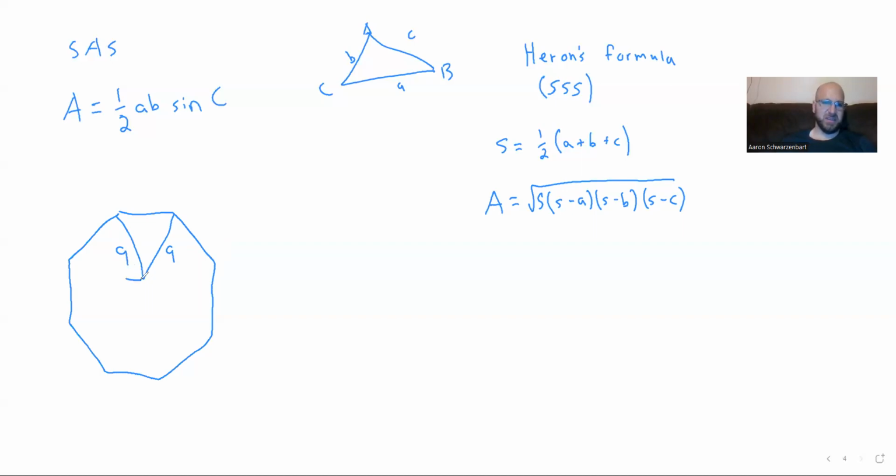I have 8 triangles here. I guess I didn't put my center point quite in the middle. All with sides 9. This whole distance around the circle here on the inside is 360. So each angle here is 45. That means the area of each triangle is 1/2 times 9 times 9 times sine of 45.